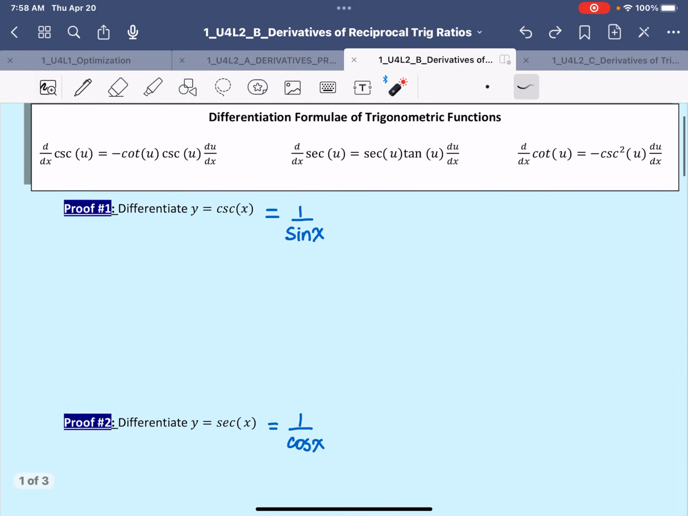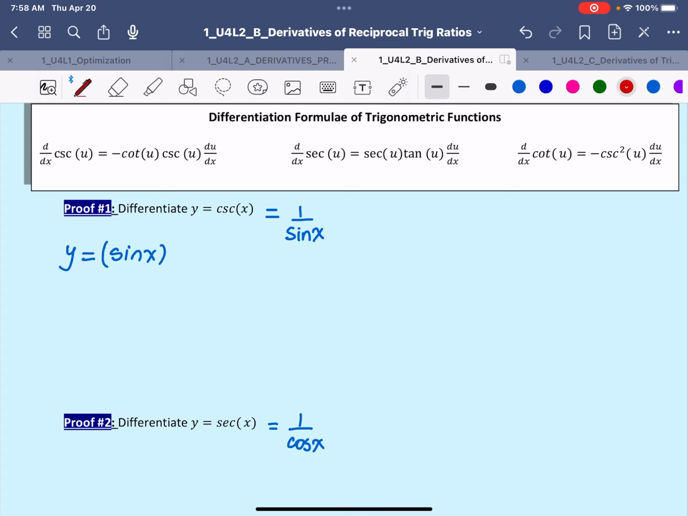We'll start off with proving each and every formula. So for y equals cosecant x, which equals 1 over sine, we are going to use this very formula here in the reciprocal form of the primary. And further to this, we'll rewrite cosecant x as sine of x to the power of -1.